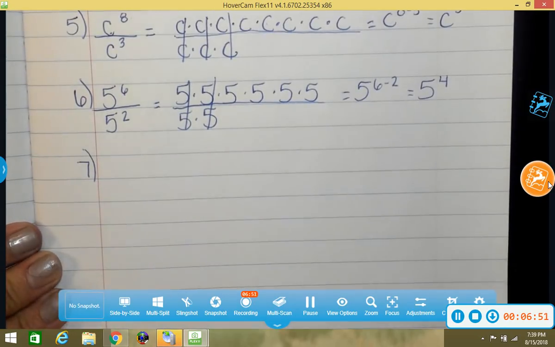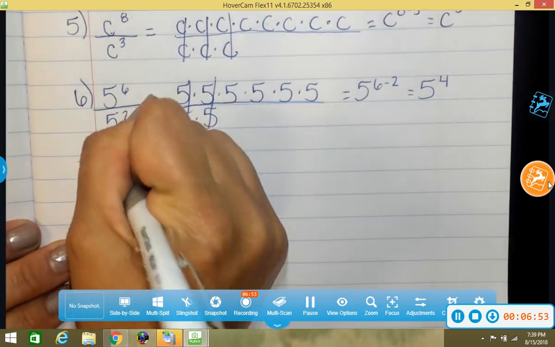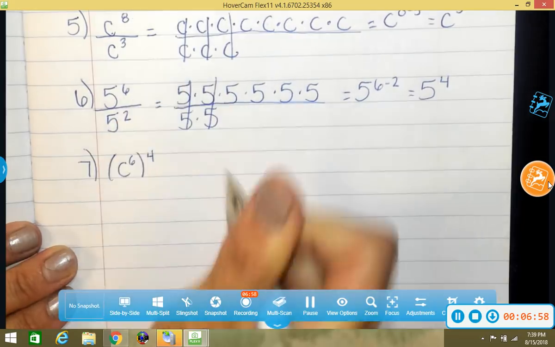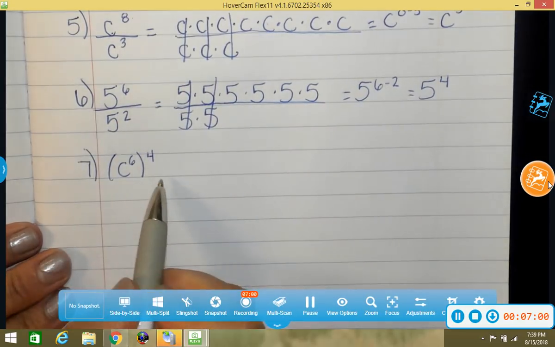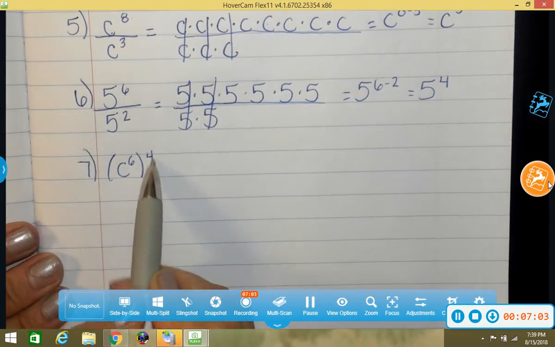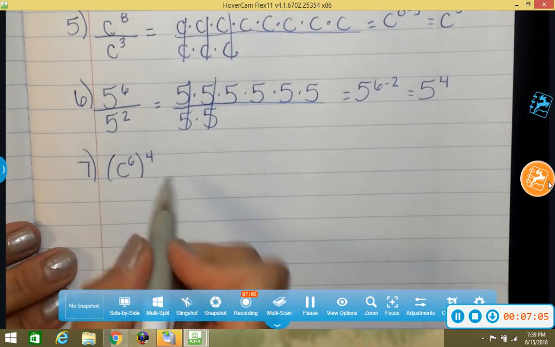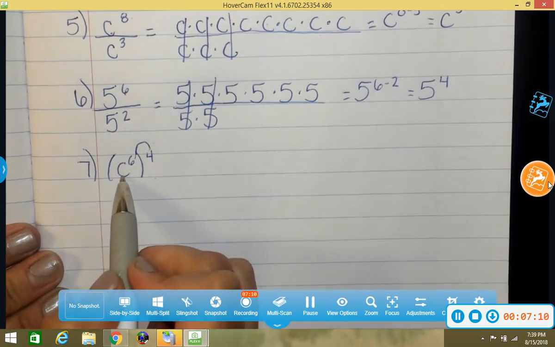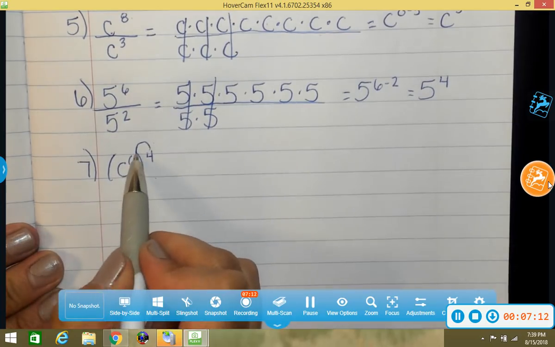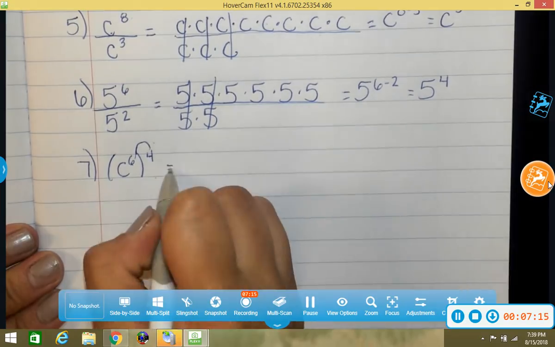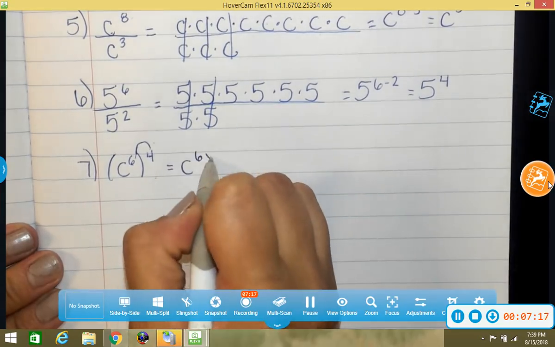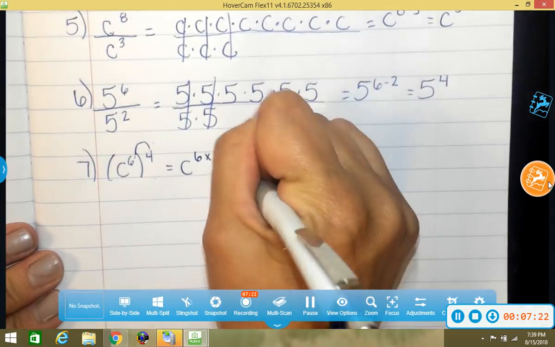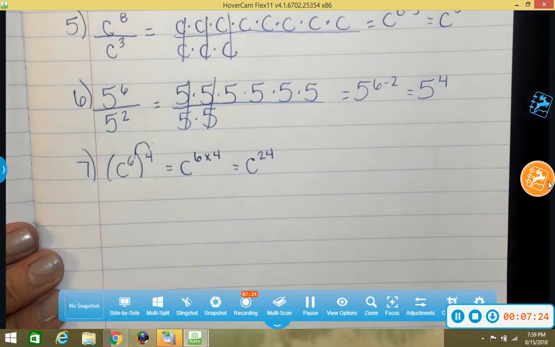Okay, here we're going to look at power to a power. So we're going to have c to the 6th power, all raised to the 4th power. Again, it's like the distributive property. Whatever is inside, you have to multiply it by each exponent. In this case, there's only one exponent. So c to the 6th to the 4th power, you multiply it. So c to the 6 times 4 power. 6 times 4 is 24. So c to the 24th power.